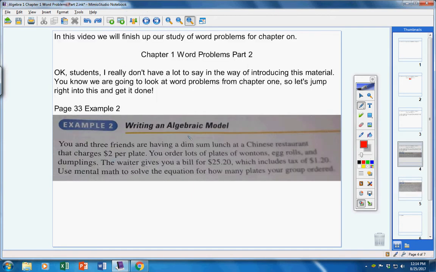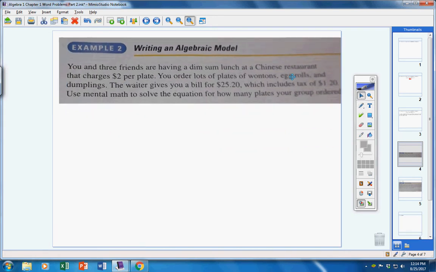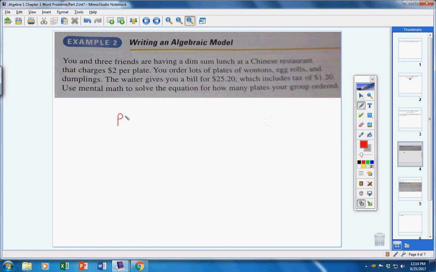You and 3 friends are having a dim sum lunch. I've never heard of that, not sure what that is. A dim sum lunch at a Chinese restaurant that charges $2 per plate, okay? So every plate that you're going to eat, you're going to be charged $2, okay? You order lots of plates of wontons, egg rolls, and dumplings. Your final bill is this much. How many plates did you order? Now, I'm not worried about an equation or anything like that, but how many plates did you order?